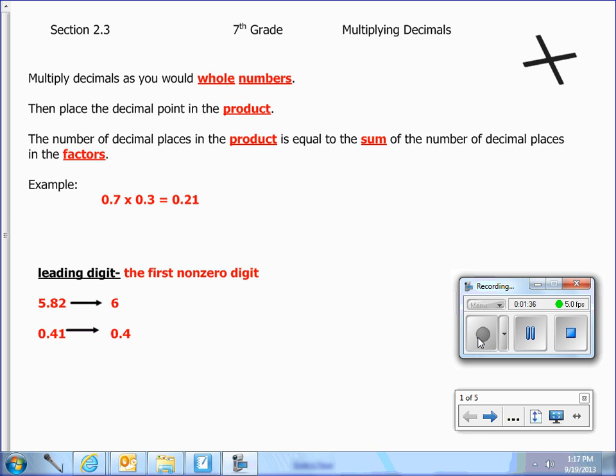Look at our second example. It's 41/100. The leading digit is the first non-zero digit. So what's our leading digit in this number? 4. So you would round it to 4/10.